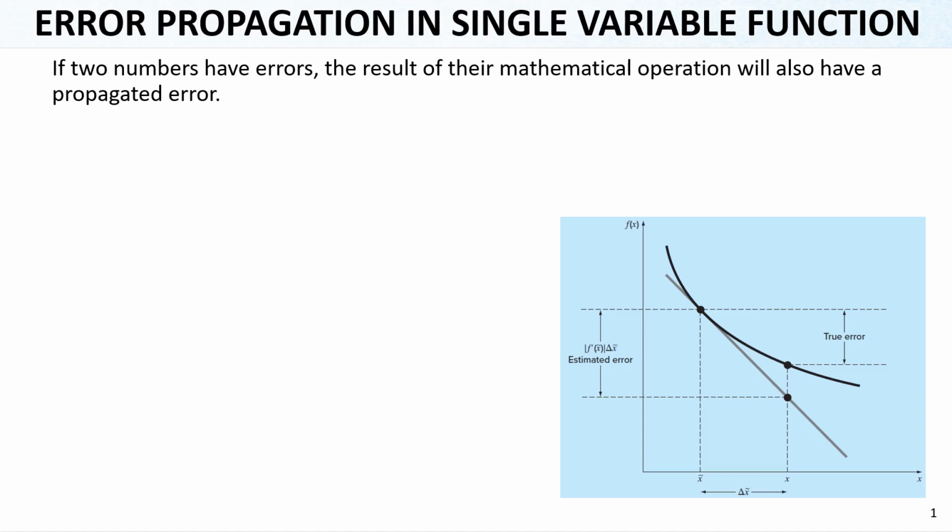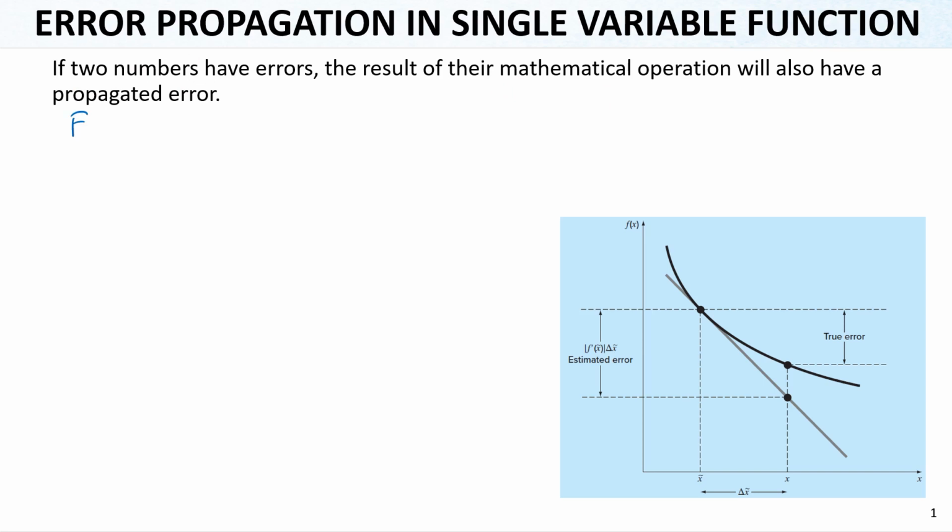In this slide and afterward, we will talk about error propagation. What we mean is that, let's say we have an error for a variable, and if we have a mathematical operation of this variable with another variable with error, meaning we have two numbers with errors, and a mathematical operation like multiplication or summation, then this operation will also have a propagated error. So the errors will propagate from these individual two numbers to the mathematical operation result.